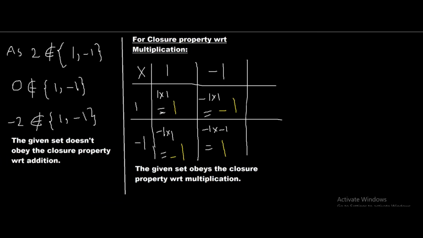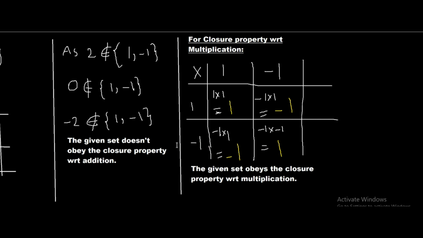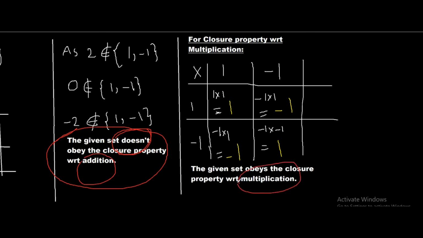Now let's compare these two results, one for multiplication and the other for the addition. If we compare these two results, then you can see here that the first is for addition. It does not obey with respect to addition, but it is obeying the closure property with respect to multiplication. For multiplication it is obeying, while for addition it is not obeying.